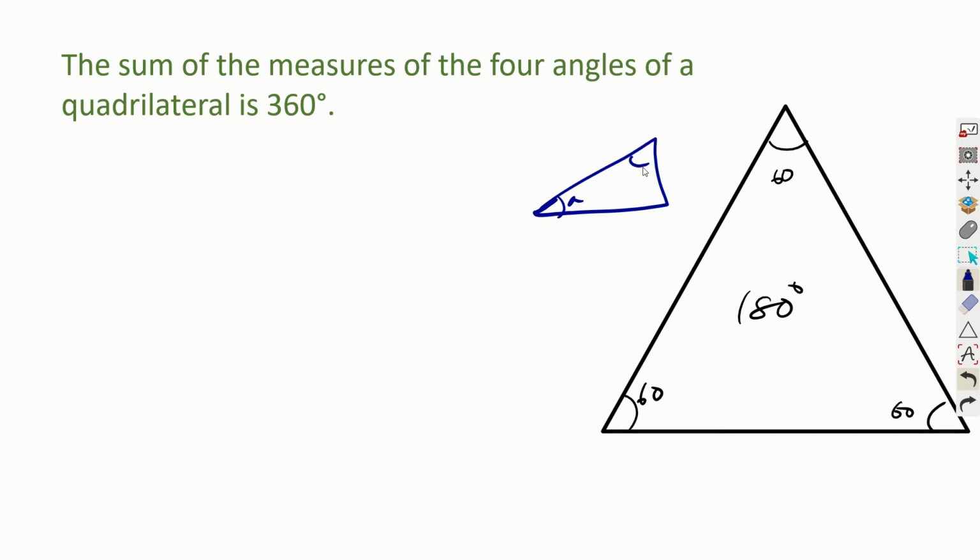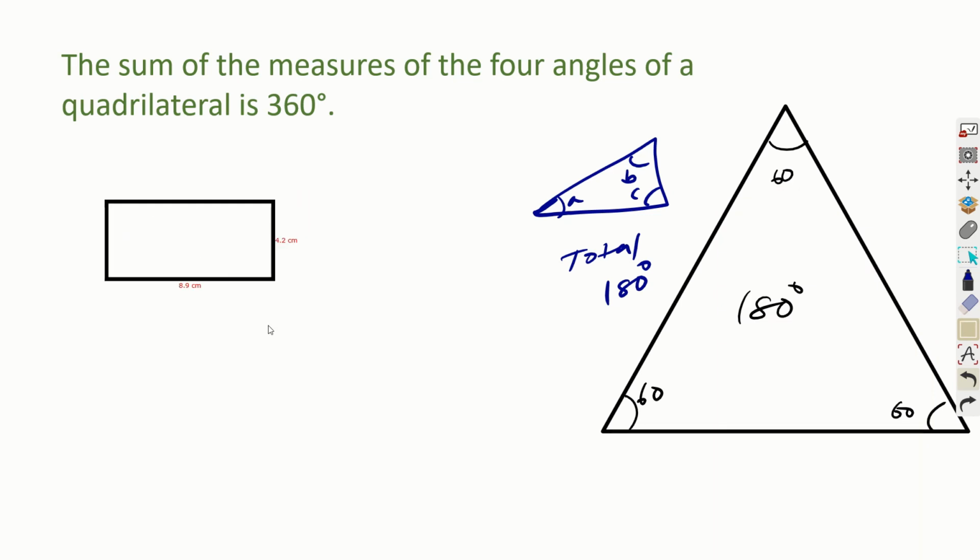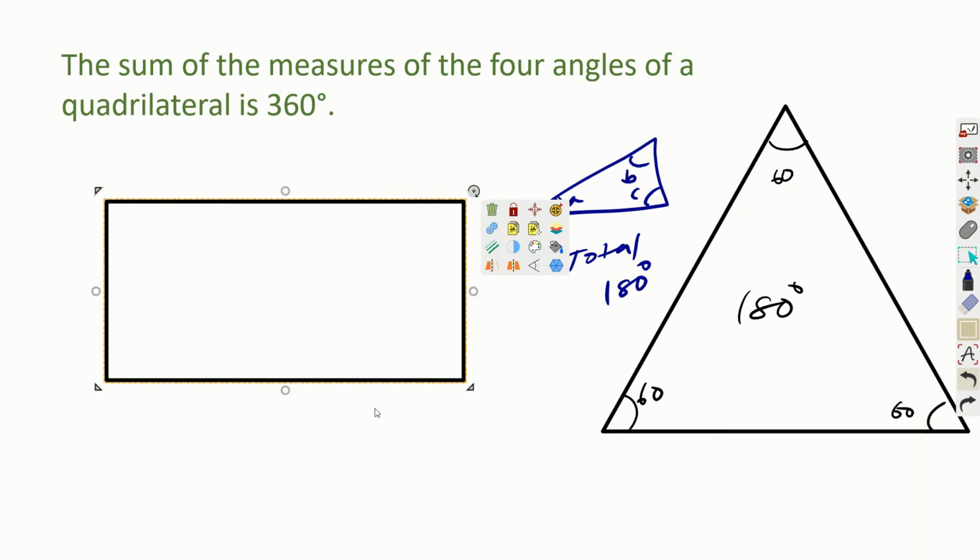This angle plus this angle plus this angle, if you measure and total, you will be getting 180 degrees. If that is true, and it is true, in a quadrilateral like this, it's a rectangle now.